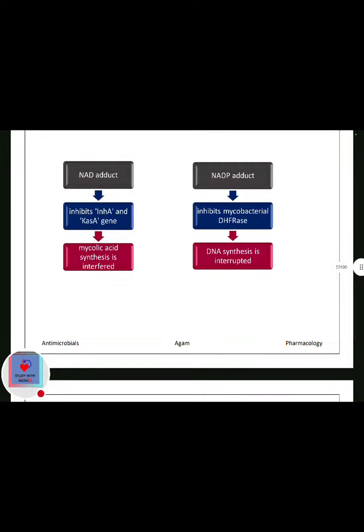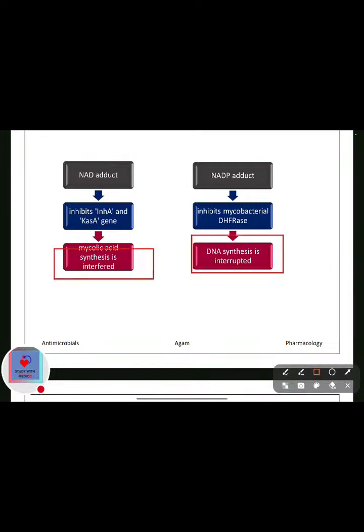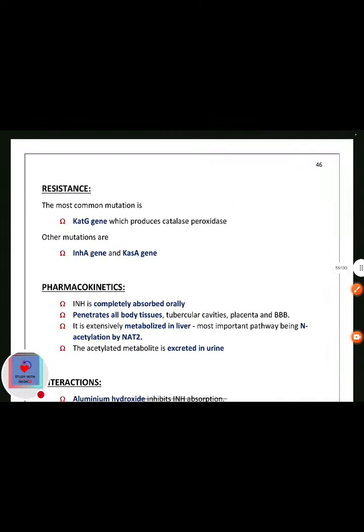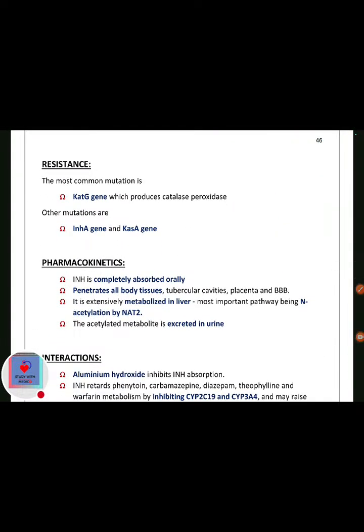So here isoniazid is doing two things. It is inhibiting the synthesis of mycolic acid, and it is also inhibiting the synthesis of DNA. So now bacteria cannot survive. It acts on rapidly dividing bacteria and kills them. Also, it inhibits the spores. The other thing is it acts both intracellularly and extracellularly.